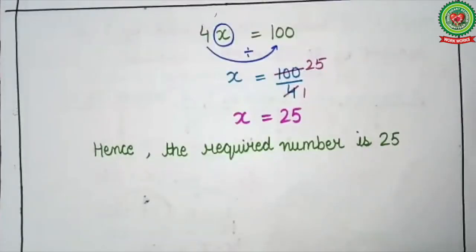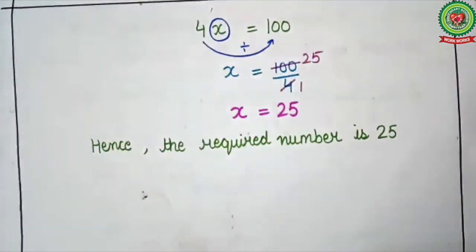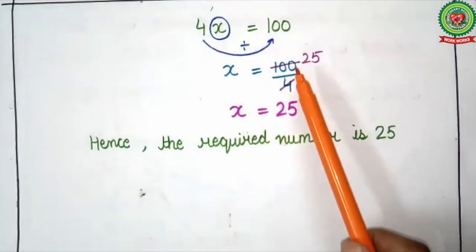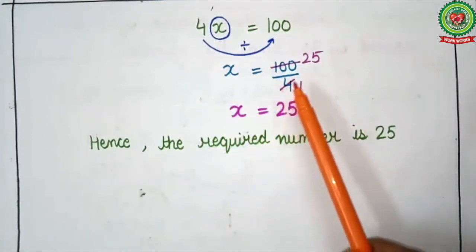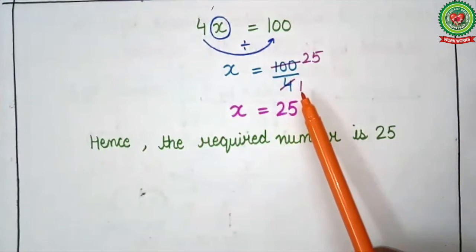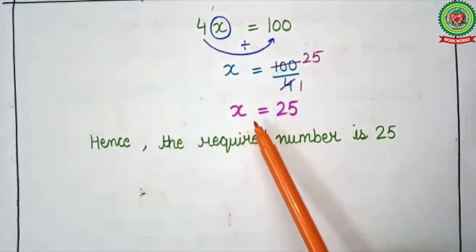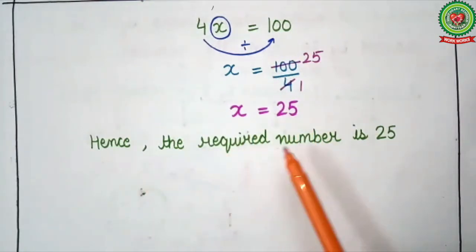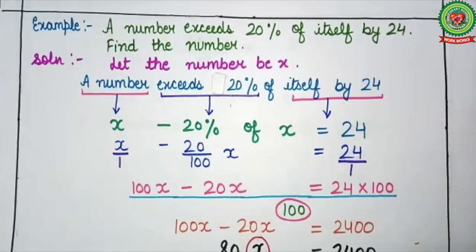So lock the variable, multiply will change into divide. So x equals to 100 upon 4. In the next step, we will do cutting. 4 ones are 4, 4 25s are 100. x equals to 25. Hence, the required number is 25. So students, let's see one more example.